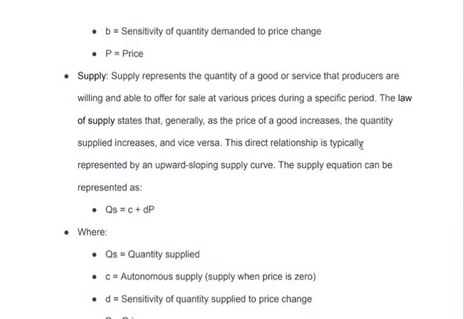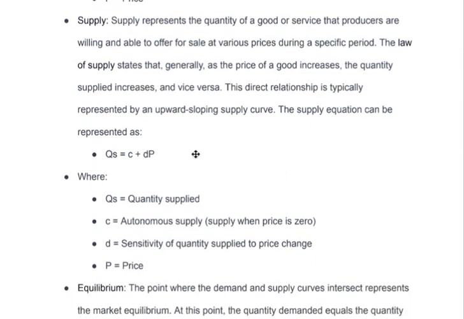Supply. Supply represents the quantity of a good or service that producers are willing and able to offer for sale at various prices during a specific period. The law of supply states that, generally, as the price of a good increases, the quantity supplied increases, and vice versa. This direct relationship is typically represented by an upward-sloping supply curve.